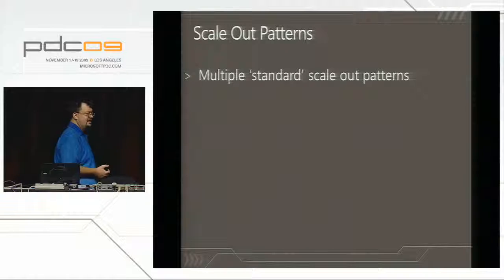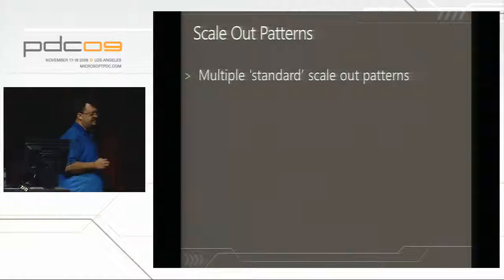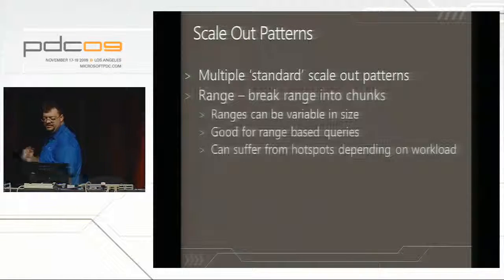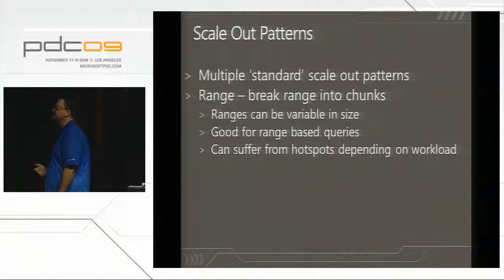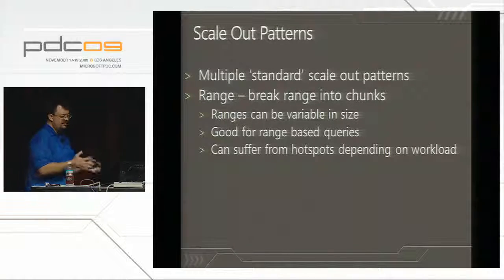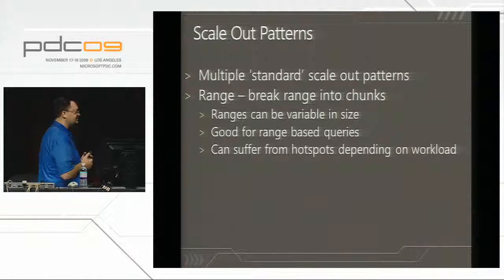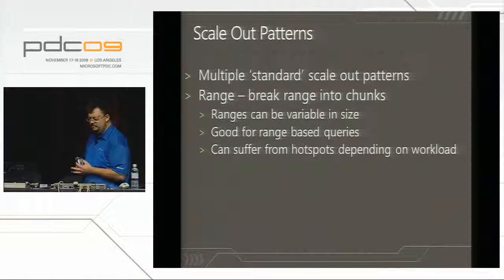When we talk about scale-out patterns, there are multiple standard scale-out patterns. This is nothing new. This applies to SQL Server on-premises, it applies to SQL Azure in the cloud, and it also applies to databases like Oracle and IBM. This is common stuff. Typically, we think about two very common patterns. Number one, range-based partitioning. We take our data and break it up into chunks. Ranges can be variable in size, and they're good for range-based queries. Archival workloads are typically range partitioned.